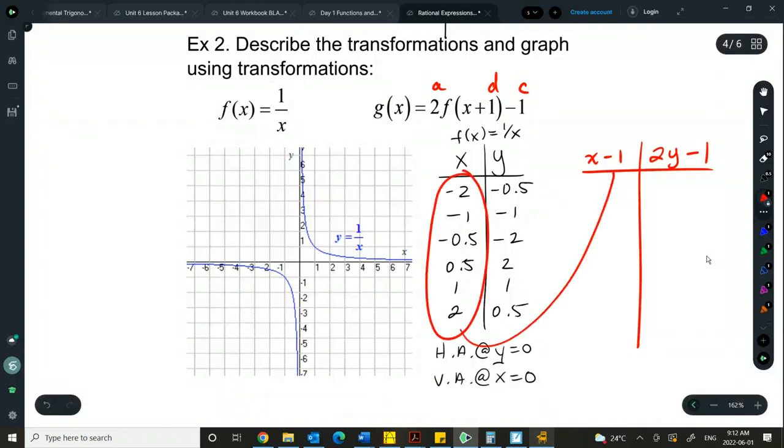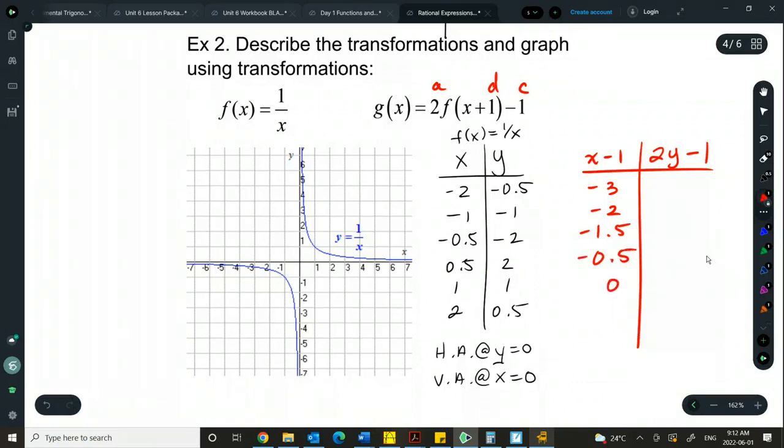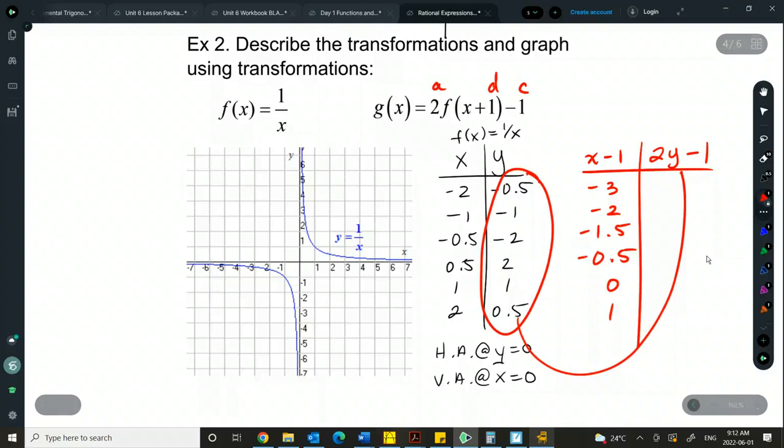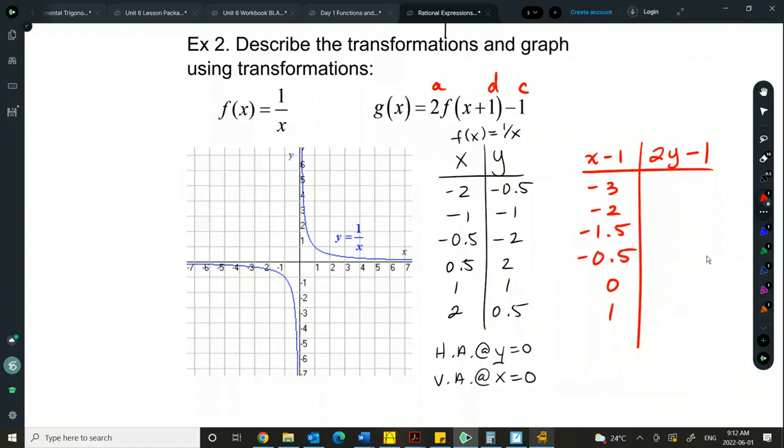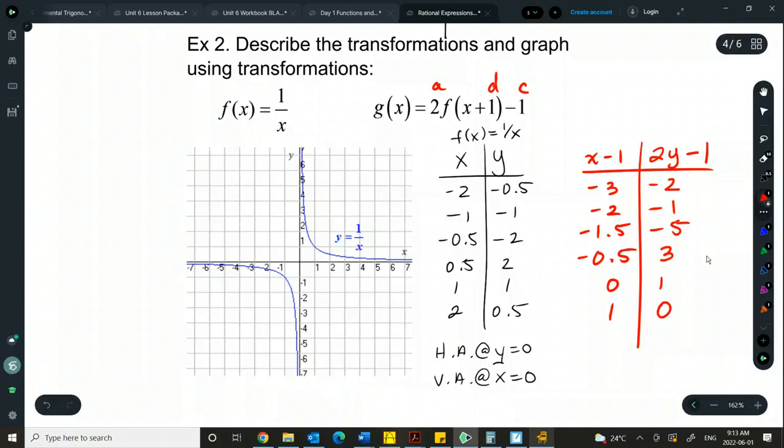So we're just going to take a second. We're going to take all these x's and subtract 1 from them. That should be pretty quick. So we'll get -3, -2, -1.5, -0.5, 0, and 1. Then we're going to take all of our y coordinates. We're going to multiply them by 2 and subtract 1. So -1 minus 1, that gives us -2. -2 minus 1, that gives us -1. -4 minus 1, -5. 4 minus 1 is 3. 2 minus 1 is 1. And 1 minus 1 is 0.